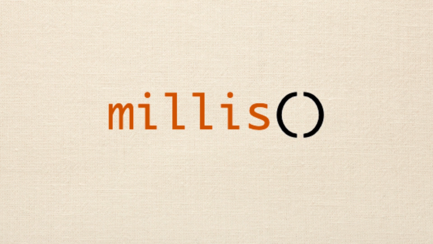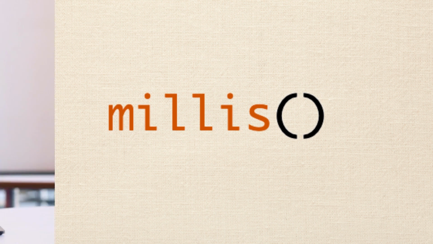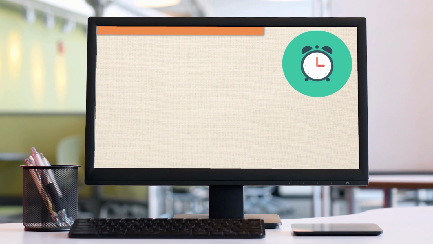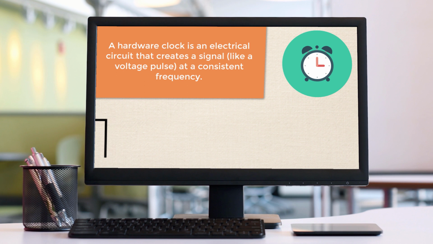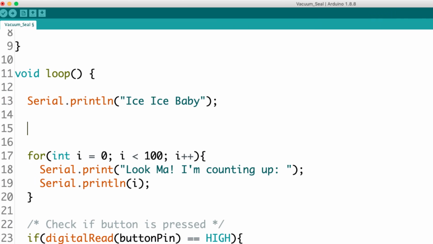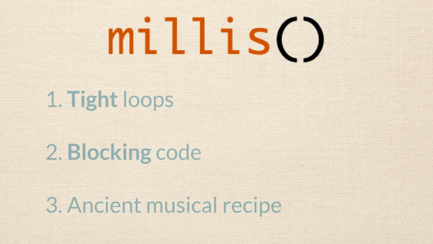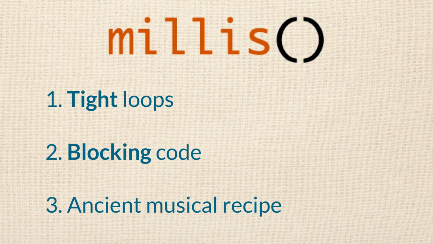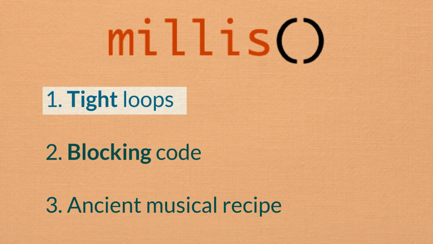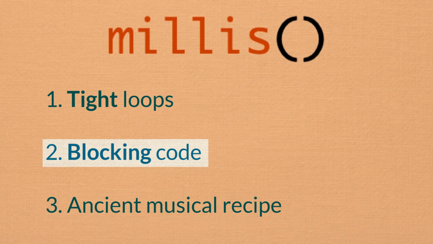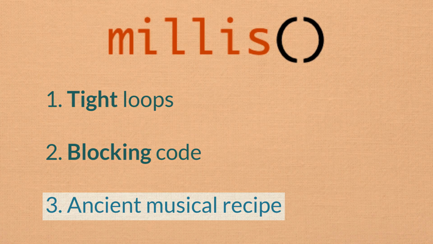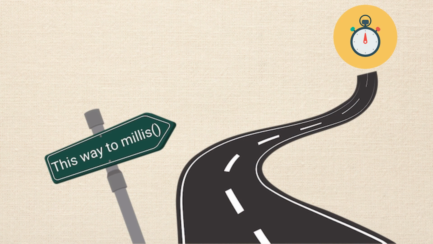Now, this is the second part in a series about using the millis function. In the first part, we described what the millis function is. By the end of this lesson, you'll get a better sense of why the delay function can start to cause issues in your code. Specifically, in this lesson, we'll talk about tight loops, blocking code, and an ancient recipe for inspiring music.